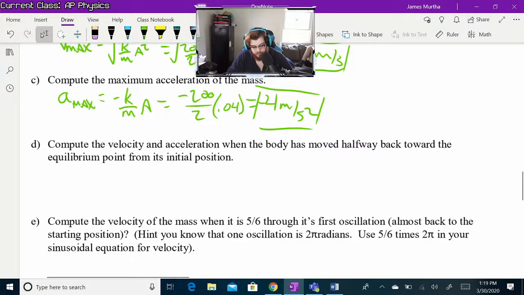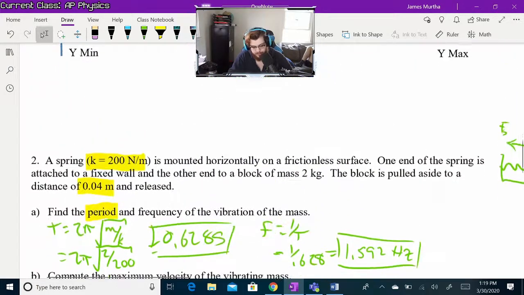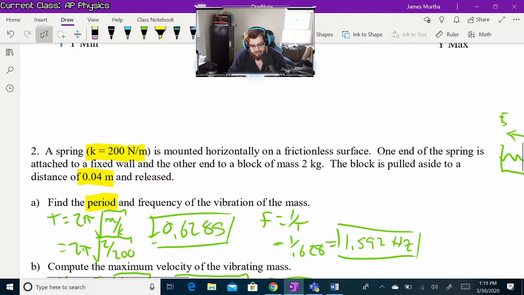So how do I know what signifies amplitude? All right. So if we look here and it says the block was pulled aside to a distance of 4, that's how I know what the amplitude is. It's got to be 0.04. And that's pretty much how easy it is to connect those things. So we moved the block over 0.04 meters.